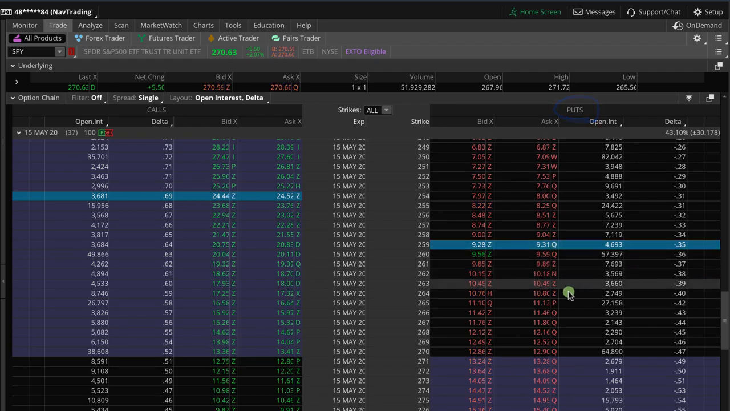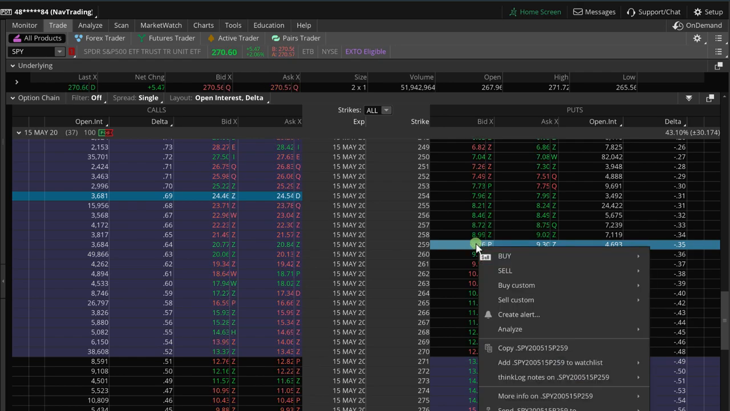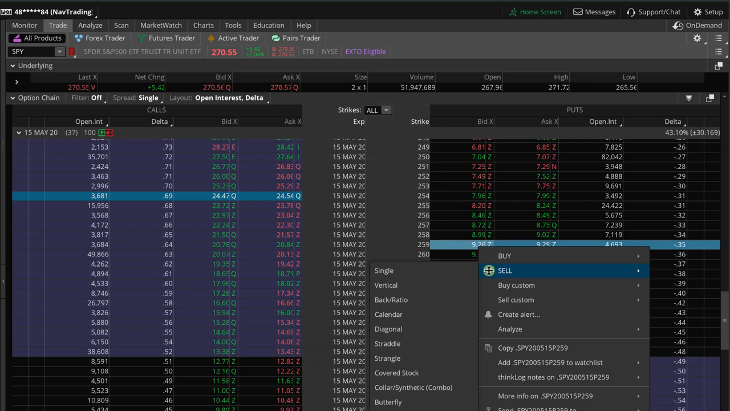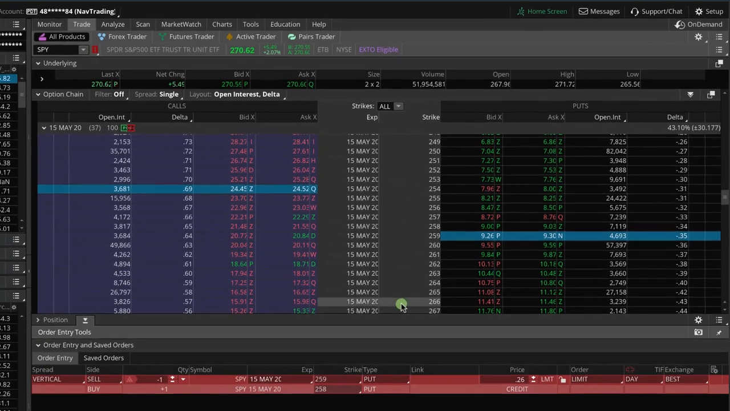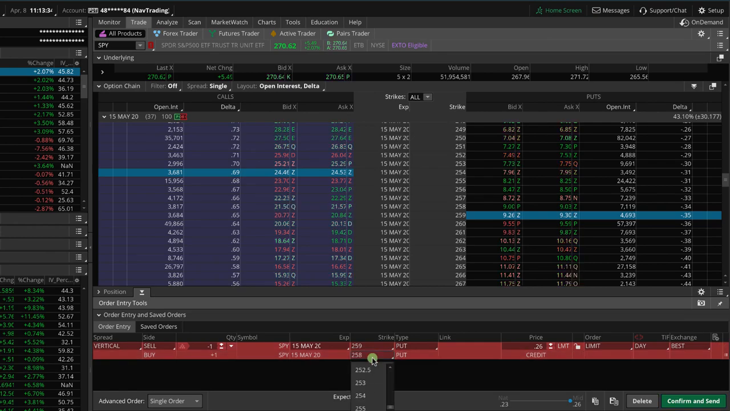We're going to start with some options out of the money. Let's just select around the 35. This should give us about the range we want. So if we right click, sell vertical, we're selling a short put vertical. And let's just move this to about 5 points wide. So we'll sell the 259 and we will buy five strikes lower, which is the 254.